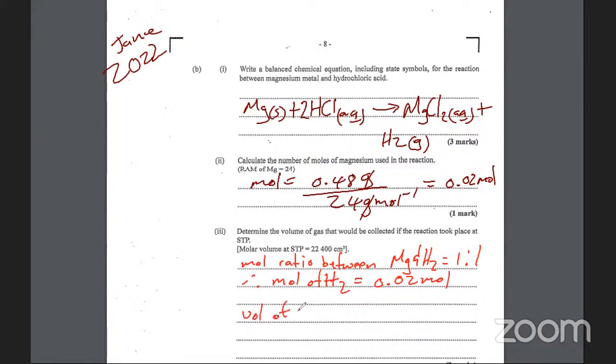Volume of hydrogen. If you're working in cm cube, you will use 22,400. If you want to work in dm cube, it would be 22.4. So volume of hydrogen is equal to moles times STP volume. It would be 0.02, and I'm going to work with the 22,400. You should get 448 cm cube.